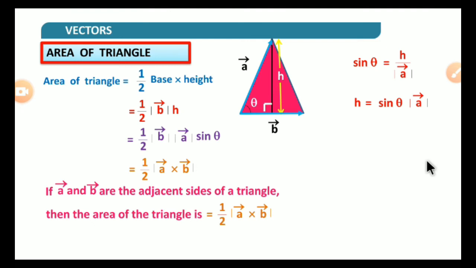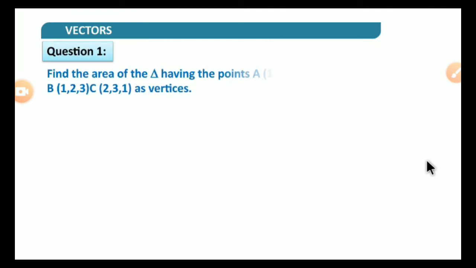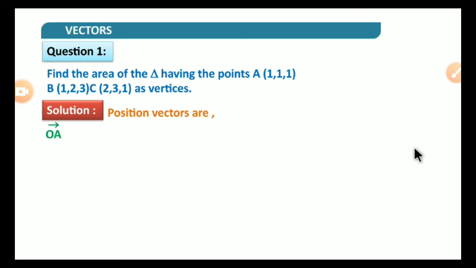Students, now here we will go for some examples on this concept. Question number 1: find the area of the triangle having the points A (1, 1, 1), B (1, 2, 3) and C (2, 3, 1) as vertices. Remember students, first we have to find the position vectors of the points A, B, C. Later we can find two adjacent sides of the triangle.